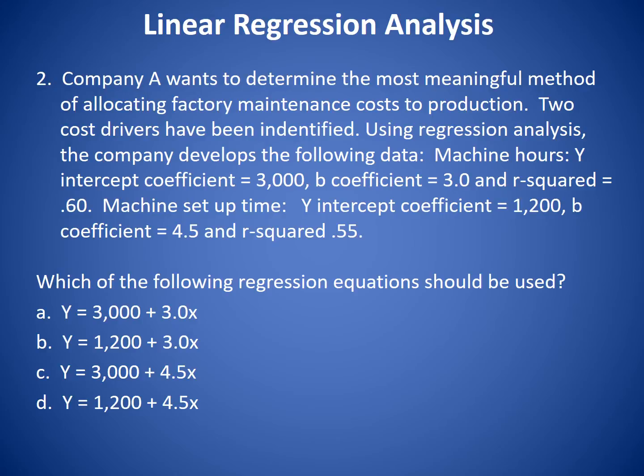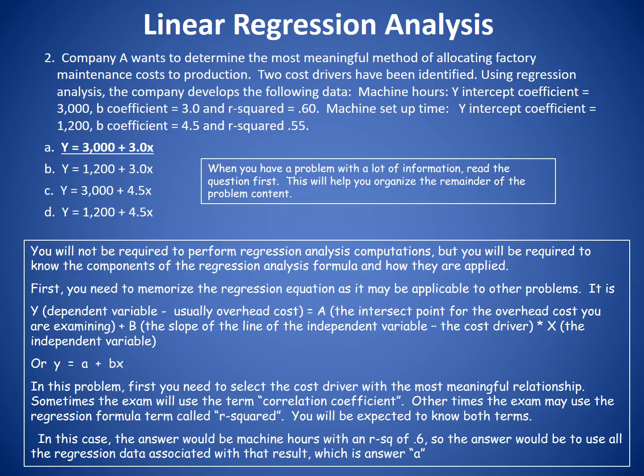In the case of machine setup time, the y-intercept coefficient is 1,200, the B coefficient is 4.5, and the R squared is 0.55. So which of the following regression equations should be used? Again, go ahead, review the equation, stop your video, and when you're ready, restart your video. Okay, the answer to number 2 is A, where y equals 3,000 plus 3 times x.